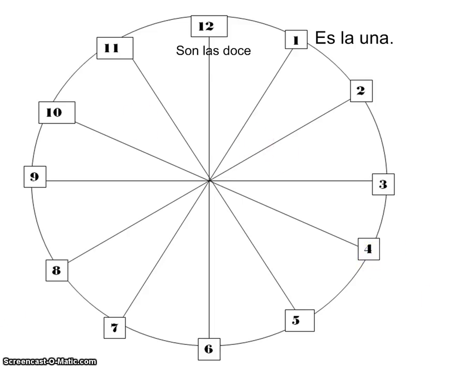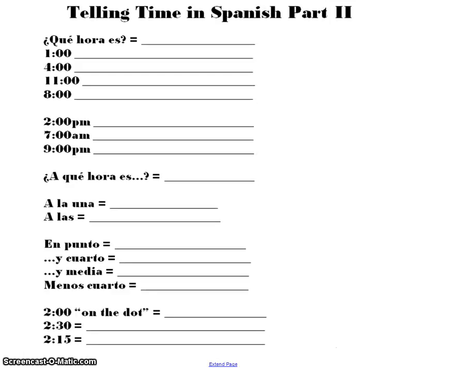And you have one more part of your notas that I believe looks like this. It says telling time in Spanish part 2. So let's go through and fill this all in because it's just some practice. ¿Qué hora es? What time is it? We know that now. See? What about if it's 1 o'clock? We want to say it's 1. Es la una. That's all you need. Okay. What about if it's 4 o'clock? Son las 4. Okay. And 11 o'clock and 8 o'clock, easy cheesy.